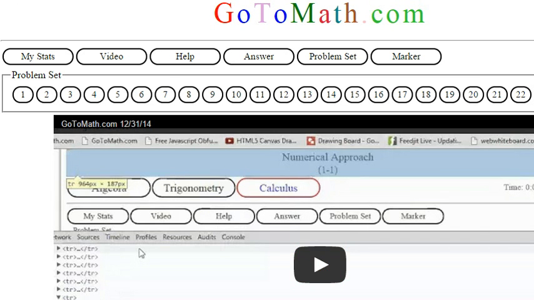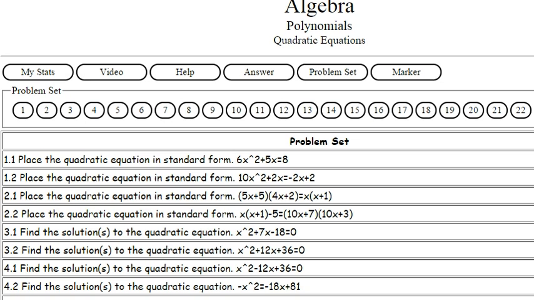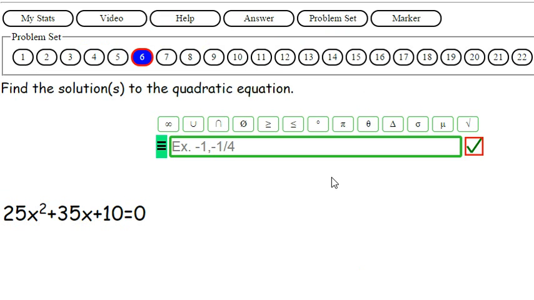Okay, we're here at GoToMath.com. Click on algebra, go down to quadratic equations. What are we doing now? Looks like 6.1. Oh my God, what is that? That does not look good. Looks like a nightmare.